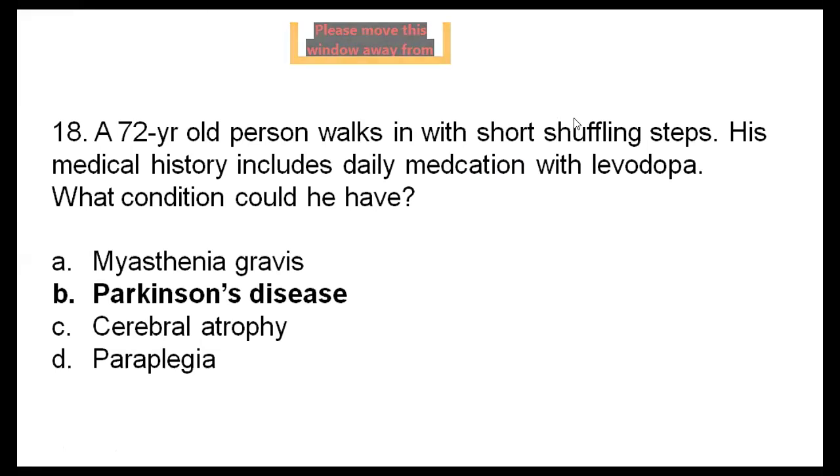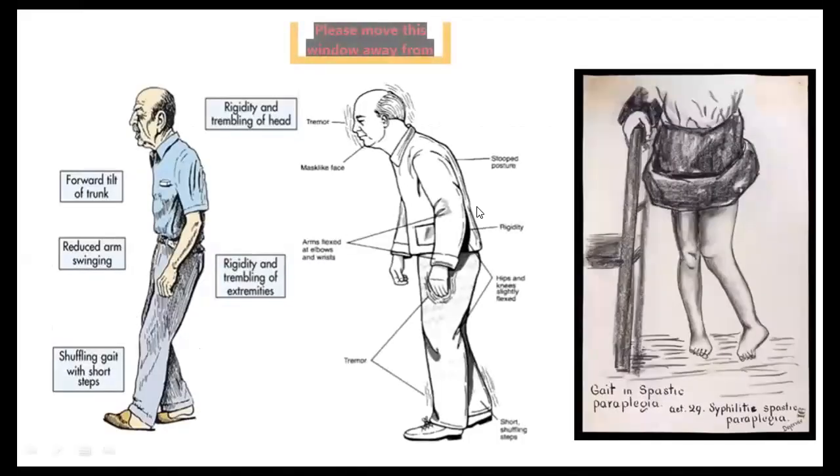So in Parkinson's disease, typically they have short shuffling steps, as though they are not sure of where to put down the next foot. Okay. I'll just show you a pic also. Yeah, something like this, they're bent forward and they'll be putting small steps. Okay. So that's the gait in Parkinsonism.